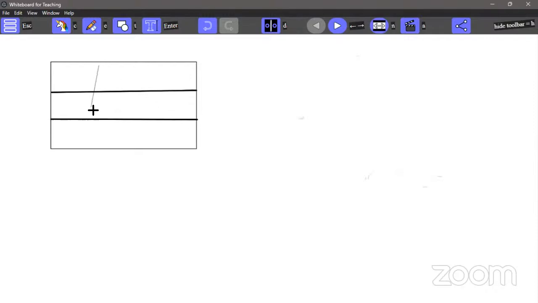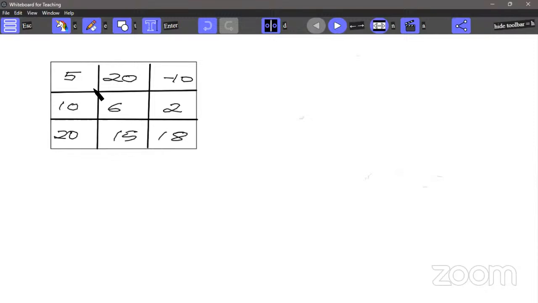In this problem, you don't get a saddle point, so we will see how the mixed strategy works out. Row-wise: 5, 20, minus 10; 10, 6, 2; 20, 15, 18. The strategies are A1, A2, A3, B1, B2, B3. You can check in your notebooks whether we have a saddle point or not. This problem doesn't have a saddle point.